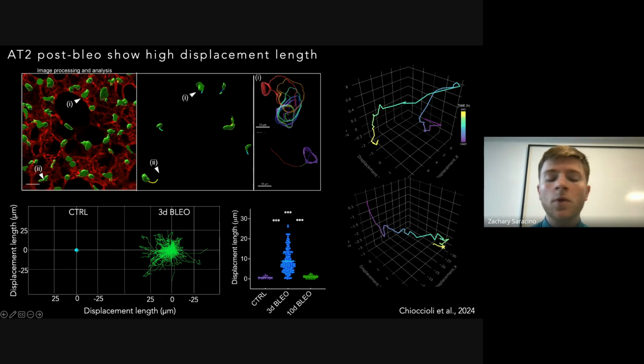And so what's also really interesting, if you look at 10 DPI, there is no displacement, because at this point, the AT2 cells have migrated to where they need to be and are actively responding to the injury. Next slide, please.